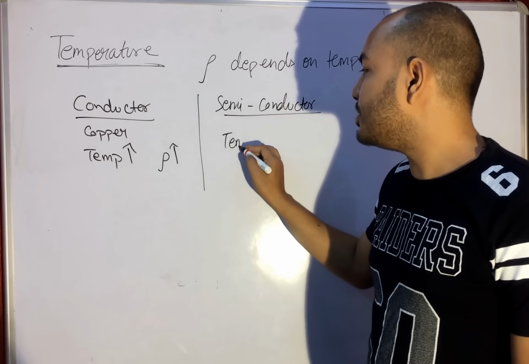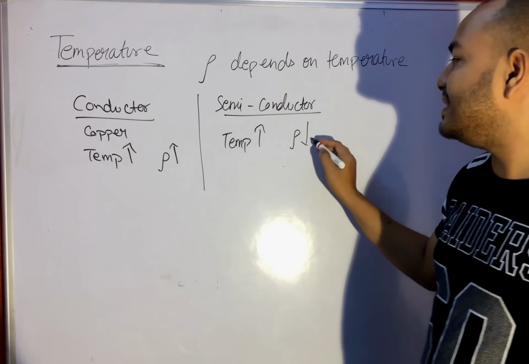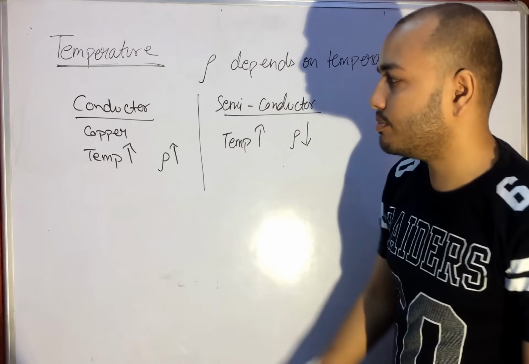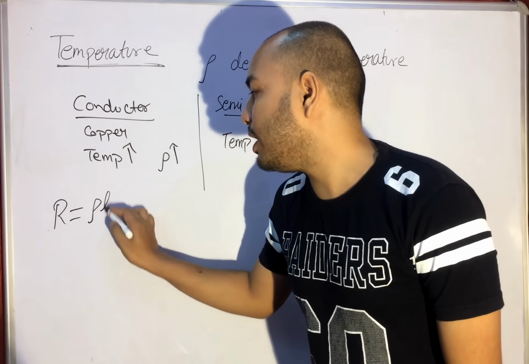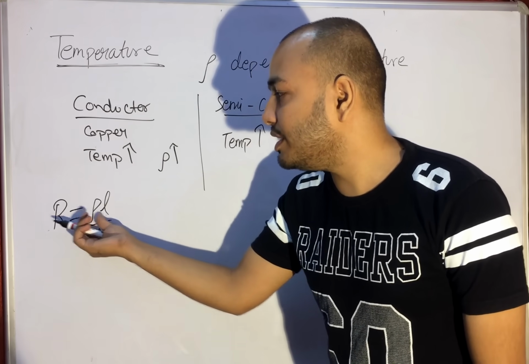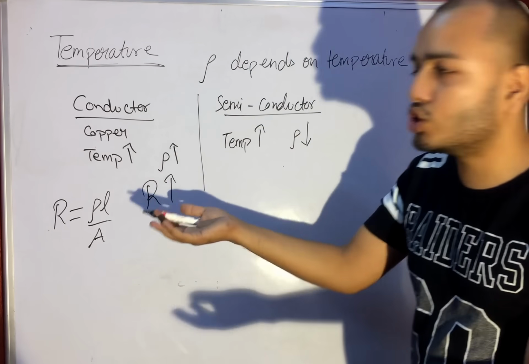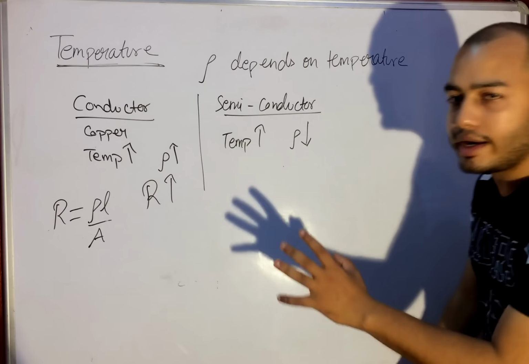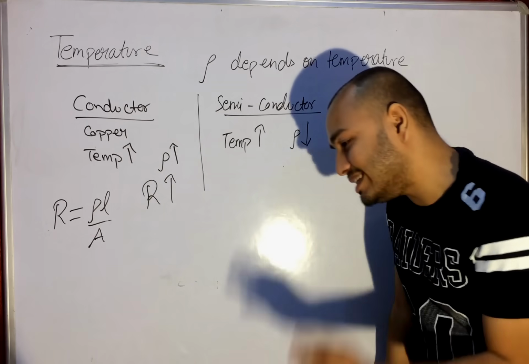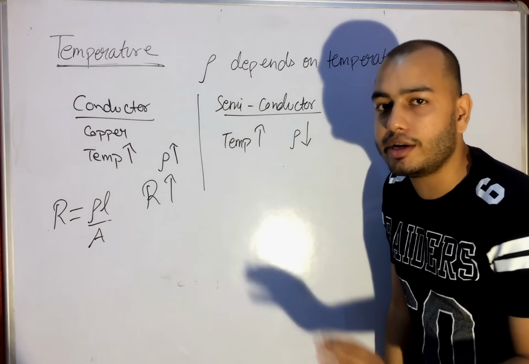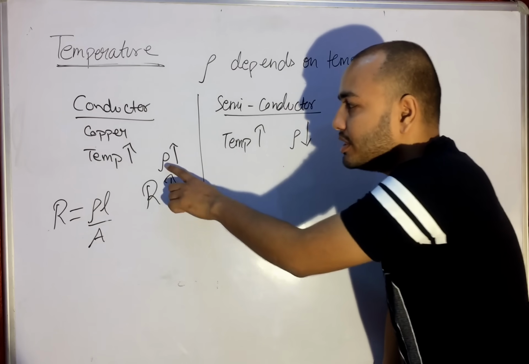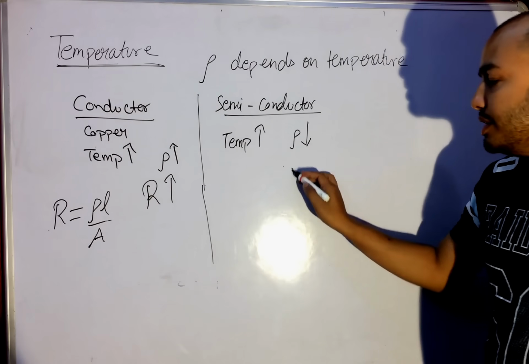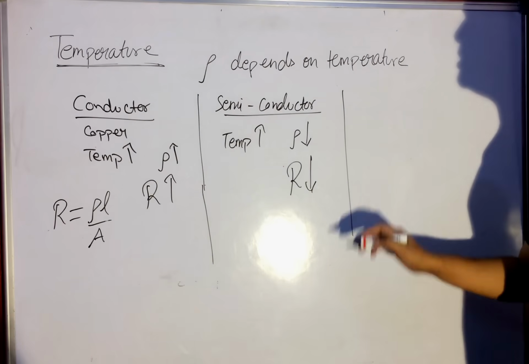For a semiconductor, on increasing temperature, resistivity decreases. For a conductor, more is the temperature, more is the resistivity. Formula for resistance: rho L by A. So if resistivity increases, resistance should also increase. So for a conductor, on increasing temperature, the property of obstructing the current, resistivity and resistance, increases. But for a semiconductor, on increasing temperature, resistivity decreases, so resistance also decreases.